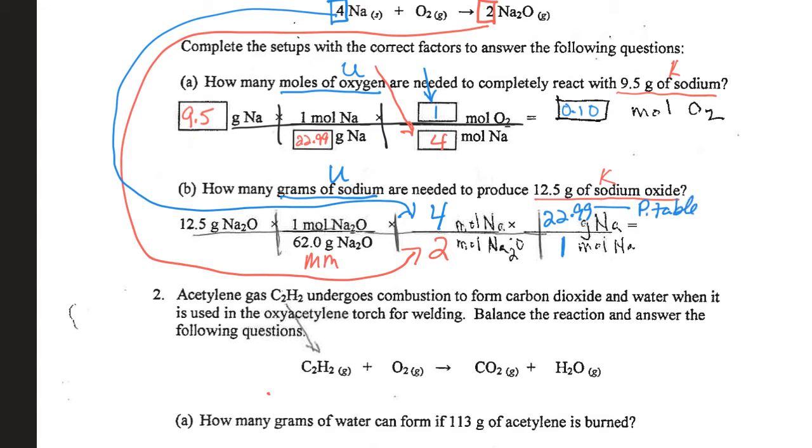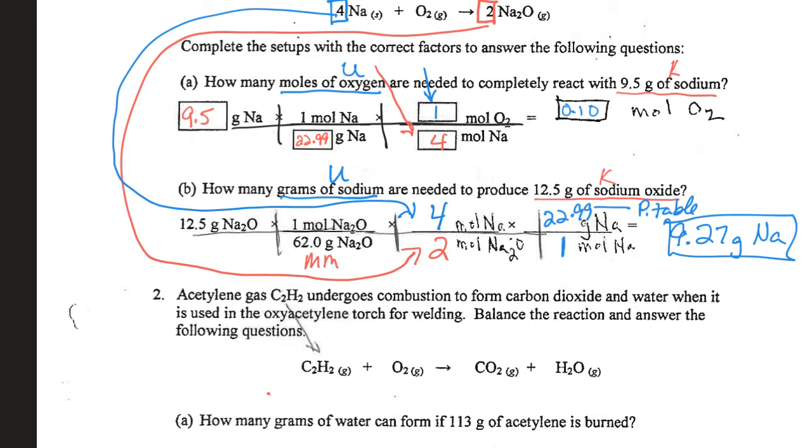And now I'm ready to calculate. So I put in the fraction button, 12.5 times 4 times 22.99. Come down to the bottom of my fraction: 62.0 times 2 times 1 equals, and then I need my SD button, and that's going to give me, and I need 3 significant figures, so my answer is going to be 9.27 grams of sodium. And that's how I do that problem.